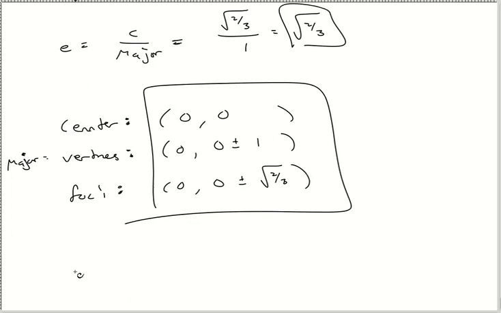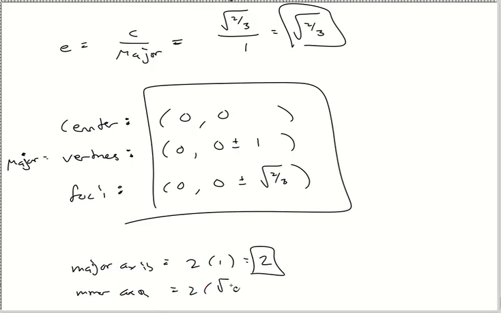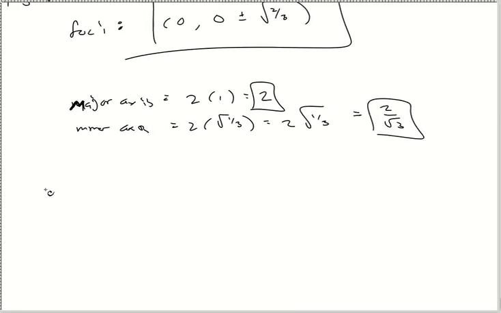Very good. And then last thing again, just to make sure, major axis: 2 times the 1 is a 2. Minor axis: 2 times the square root of 1/3. Or I guess you could say 2 over the square root of 3. That's another way to do it. That's got to be a capital M. Major. Okay. Phew. Those are big questions.